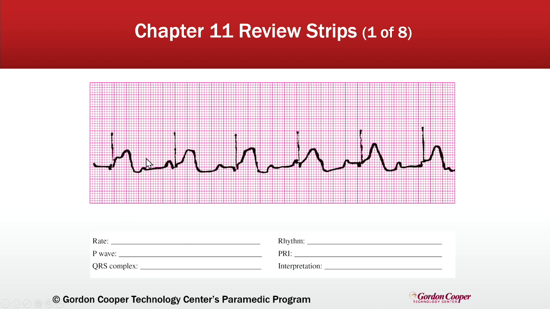So we see we've got P waves, P waves, P waves all over the place. So it's variable when we look at our PR interval. So what do you guys think? I think that looks like a third degree to me.